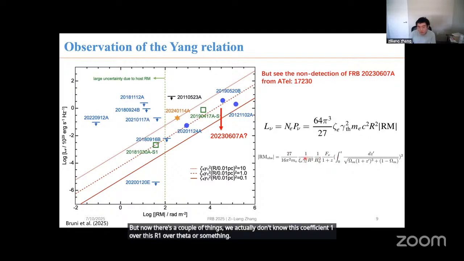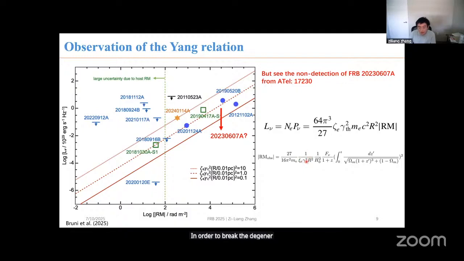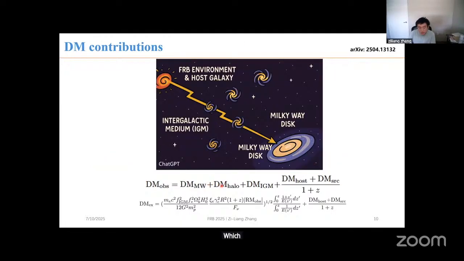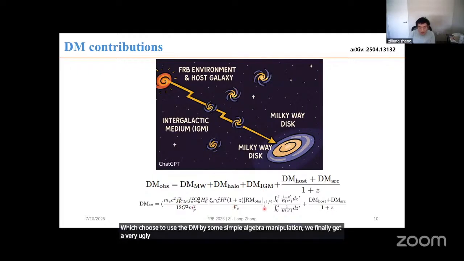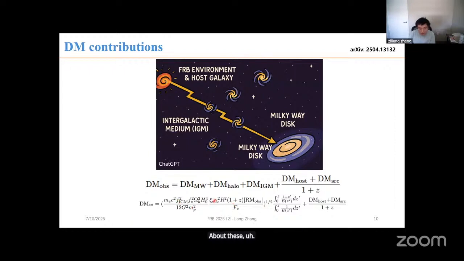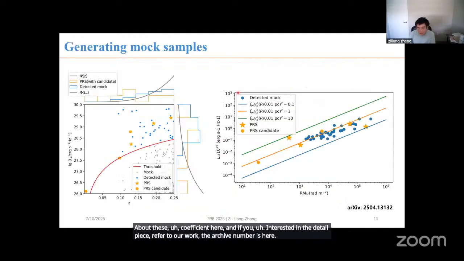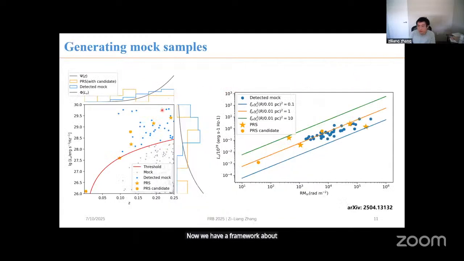In order to break the degeneracy between this coefficient and the Hubble constant, we need an extra observable. We choose to use the DM. By some simple algebraic manipulation, we finally get a very ugly relation about this coefficient here. If you are interested in the details, please refer to our work. The arXiv number is here. Now we have a framework for using PRS to do cosmology, but the sample size is very limited.